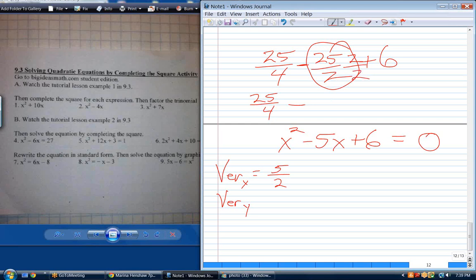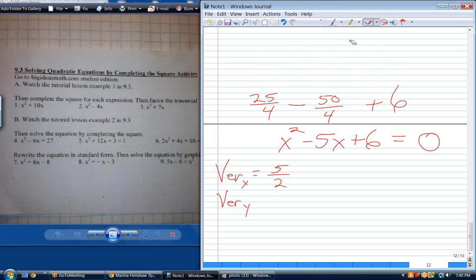Not multiply by 2. If I multiply by 2, I'm going to change the value of that fraction. I don't want to change the value of it. I just want to change the denominator. So I can multiply a fraction by the number 1, which is 2 over 2. So that becomes 50 over 4 plus 6. Now I can deal with it. Now I can handle this because I got a common denominator. What's 25 fourths minus 50 fourths?